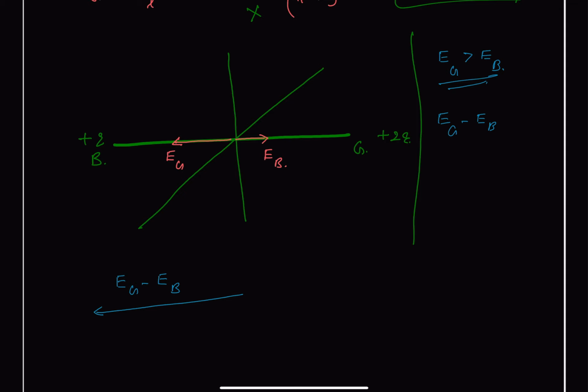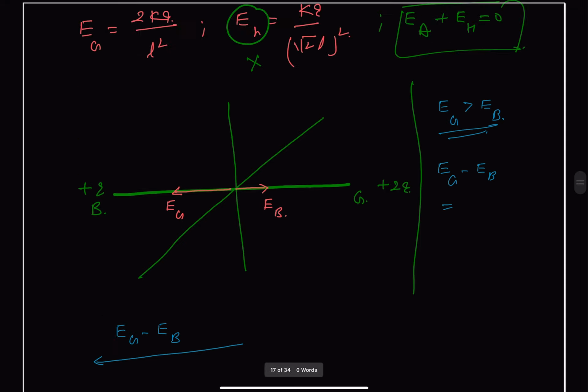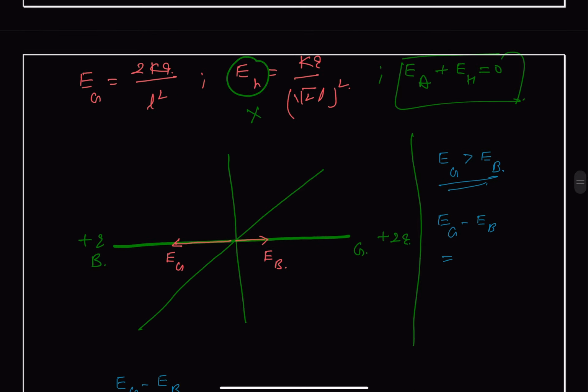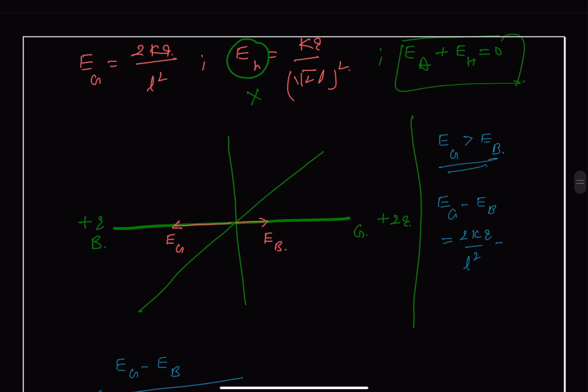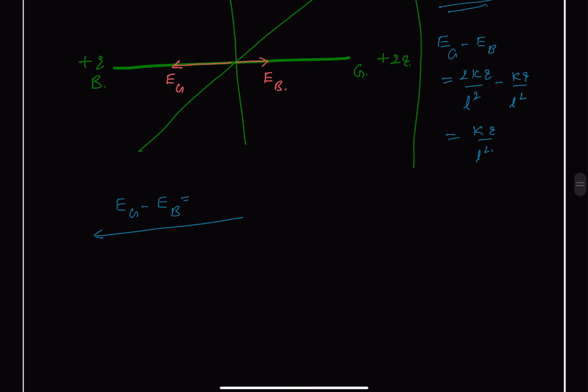So we can find out our EG minus EB, and EG is our 2kq upon L square minus EB is our kq upon L square. So this gives us kq upon L square. So the net electric field because of this EG and EB will be our kq upon L square.